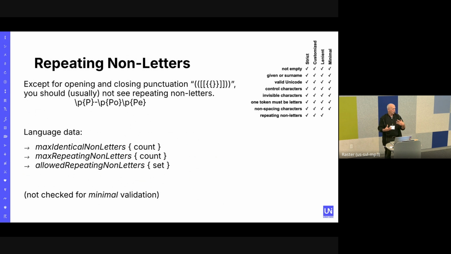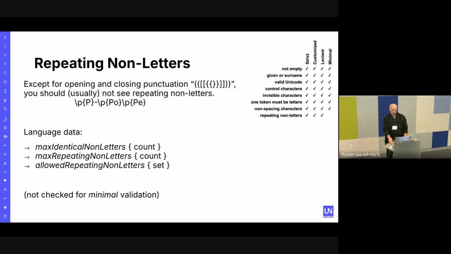Some variables would be set, like the maximum number of identical non-letters. If you have comma, comma, comma, and the max identical non-letters is 2 or 1, then that would be considered a fault, which we report back. Max repeating non-letters: if you have comma, period, comma, semicolon, just a long sequence, how many of those make sense before you put in a marker? Because a lot of hacking robots will often just start spitting random characters into input fields.